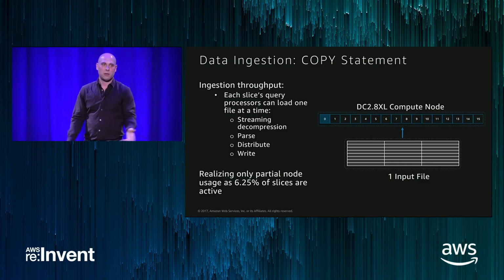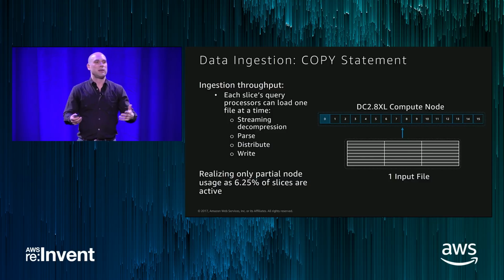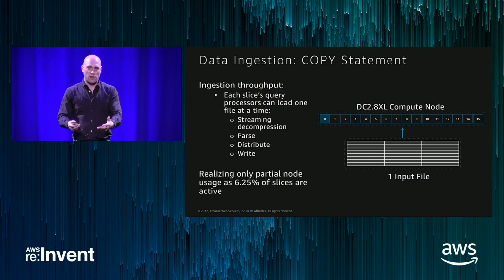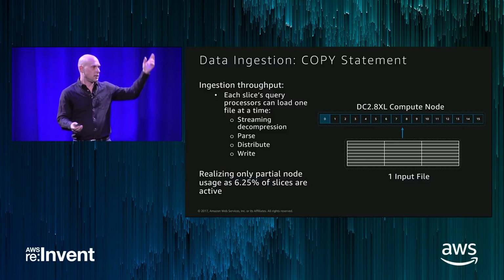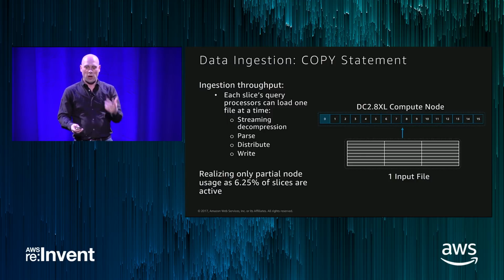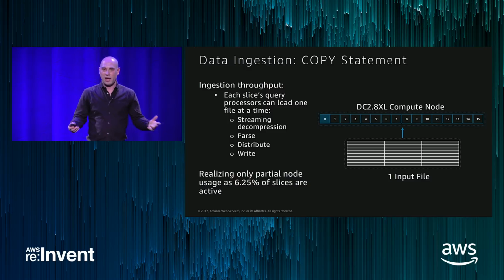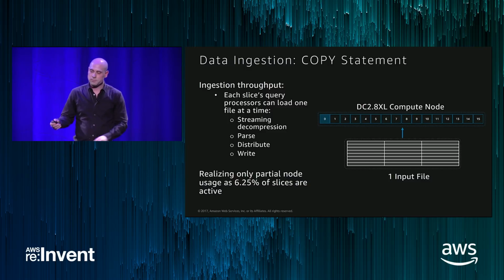And we have a single file. We'll just say that file is a 1 gig file. And what would happen is if we executed a copy statement and loaded just that single file into Redshift, the first slice in the cluster is going to reach out, grab that file, download it, parse it, and do all the work it needs to do to get it to the rest of the slices. And it's not really going to run that fast.